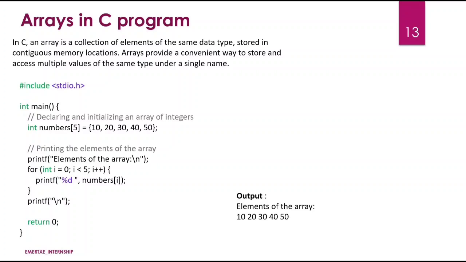So using for loop, we are printing it. So we have taken int i equal to 0 because the index starts from 0, and i less than 5 means it will print from index 0 to 4. So this is how we get the output of the elements in the array.